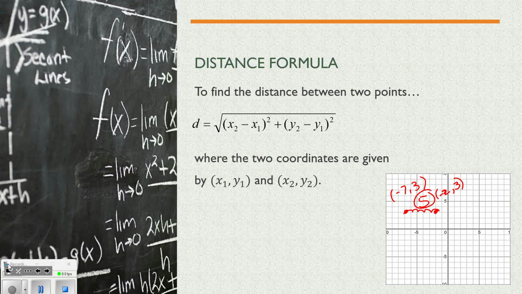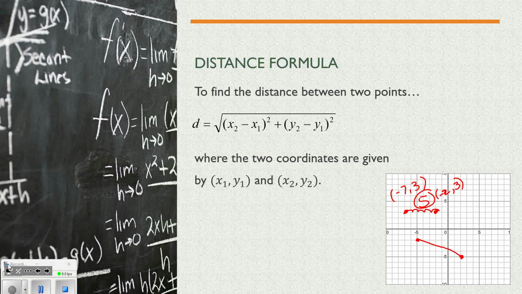But that's because they're kind of on that straight line. Now, what if my points are here and let's say over here. The distance between any 2 points is a straight line.